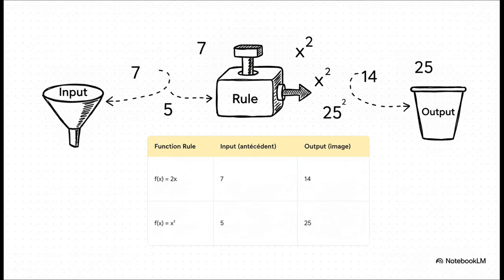And you know what the best part is? This exact same process, input, rule, output, works for any rule you can think of. If the machine's rule is multiply by 2 and we put in a 7, we get 14. If the rule is square the number and we put in a 5, we get 25. The logic never, ever changes.